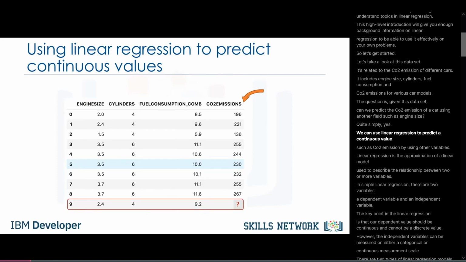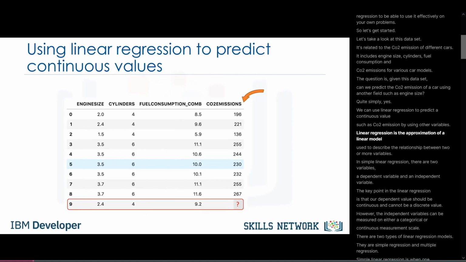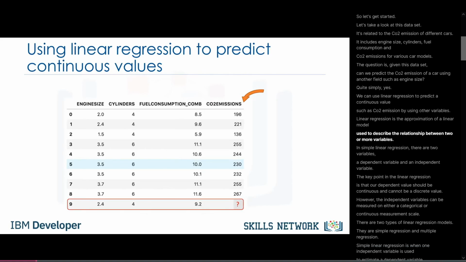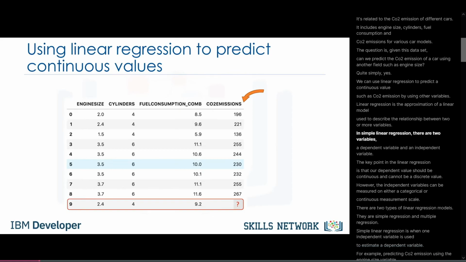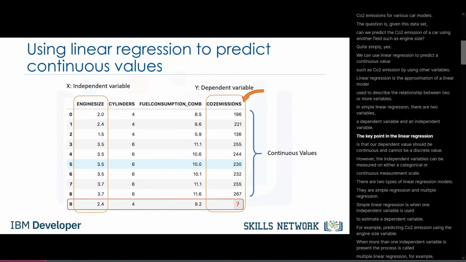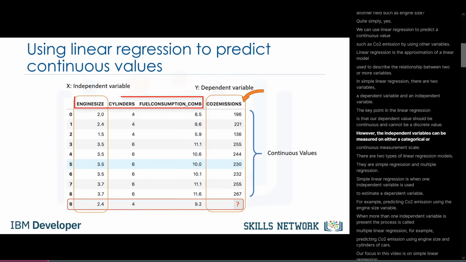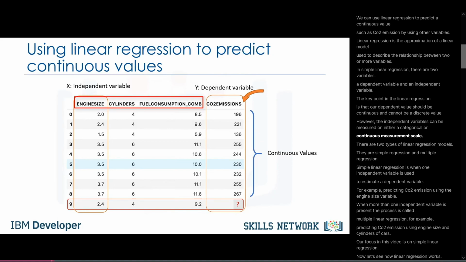We can use linear regression to predict a continuous value, such as CO2 emission, by using other variables. Linear regression is the approximation of a linear model used to describe the relationship between two or more variables. In simple linear regression, there are two variables, a dependent variable and an independent variable. The key point in the linear regression is that our dependent value should be continuous and cannot be a discrete value. However, the independent variables can be measured on either a categorical or continuous measurement scale.